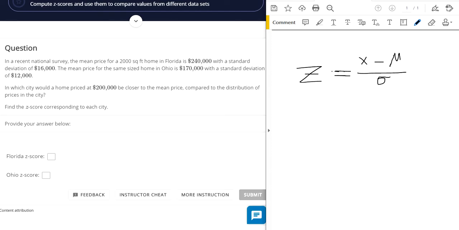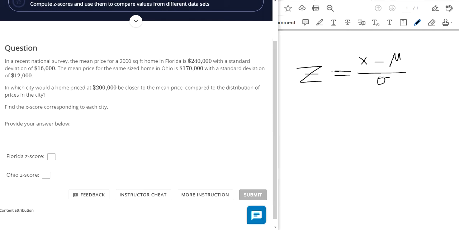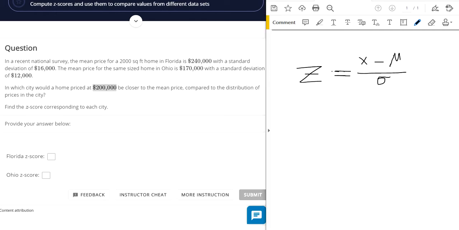We're asked to calculate a z-score for the numbers that we have going on up here. Actually, I should be more specific. The z-score for the home price of 200,000. That's what we need to convert. We're going to take this number, 200,000, and convert it to a z-score. So the formula for z-score is over here on the right side of the screen.